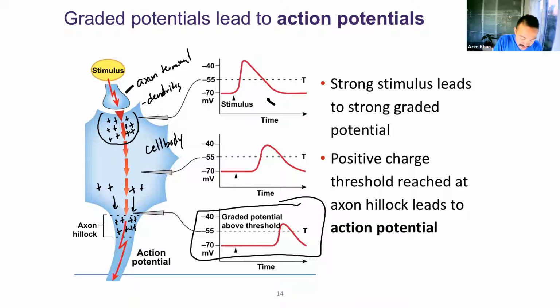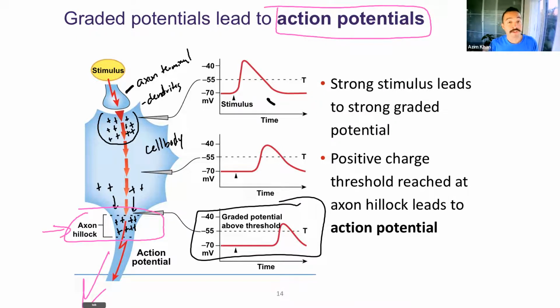This axon hillock is a decision point. Are we getting enough charge here? Yes or no? It's a binary choice. We either do get enough signal and then we start something called an action potential, or we don't get enough signal and we don't do anything.